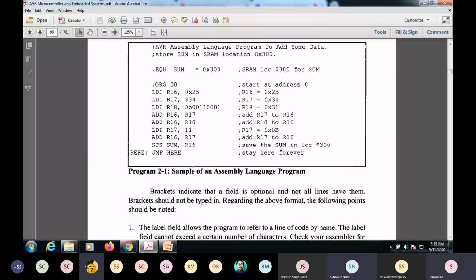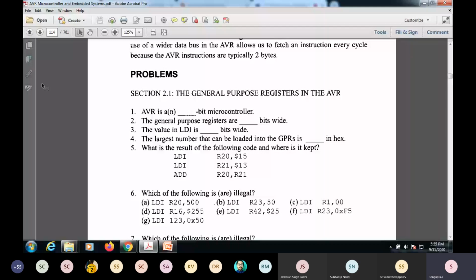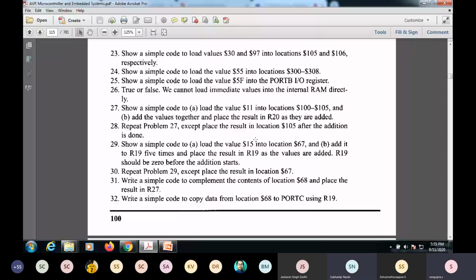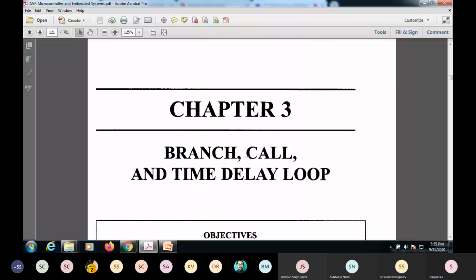Sir, page 114. Of the book? 114 of the book? Okay. So something in chapter 3. Okay. 114. Yeah. Tell me.